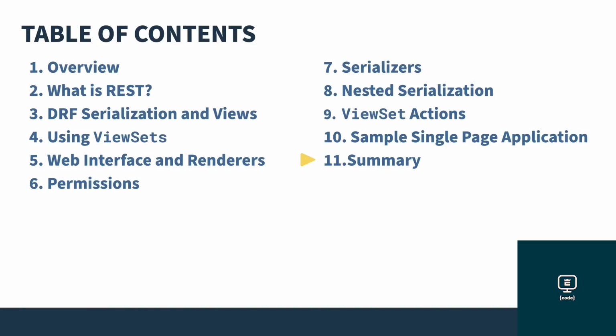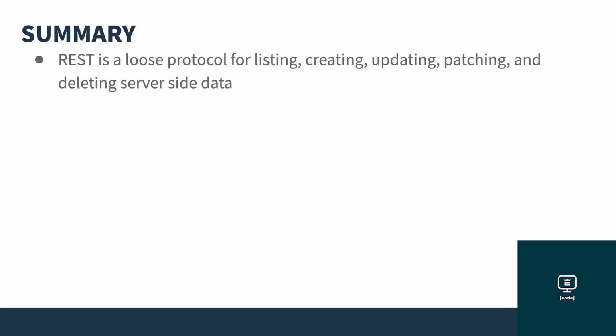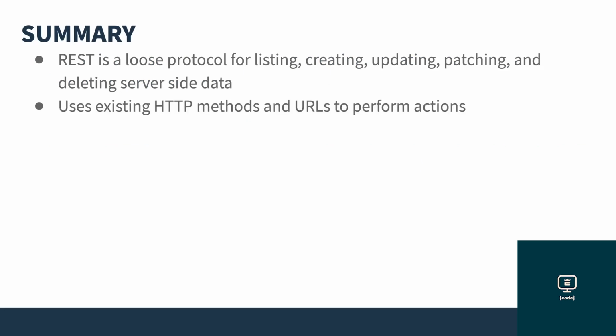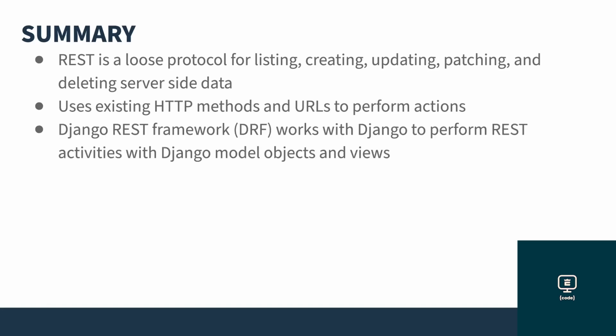In the previous lesson, I showed you a sample single-page application. In this final lesson, I'll summarize what you've learned. REST is a loosely defined protocol that allows you to list, create, update, patch, and delete data on your server. It uses existing HTTP methods and URLs to perform the actions. The Django REST framework, or DRF, works in conjunction with Django to perform REST activities on top of Django model objects and views.